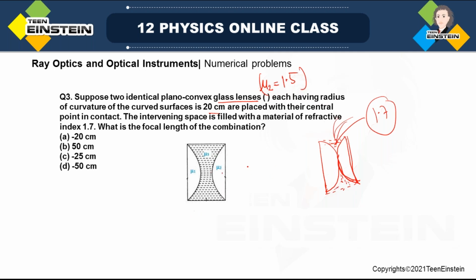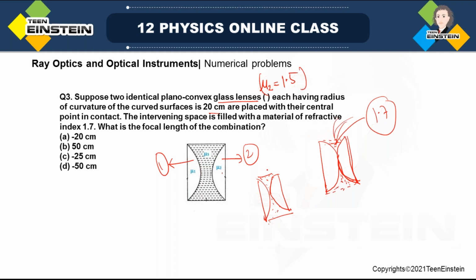I hope I could make you understand the problem. The problem is there are two planar convex lenses. See, this one, and this is another one. They are kept in such a way that only the central portion is touching somewhat, like this. Then the intervening region, these portions, you fill with a liquid having refractive index 1.7.